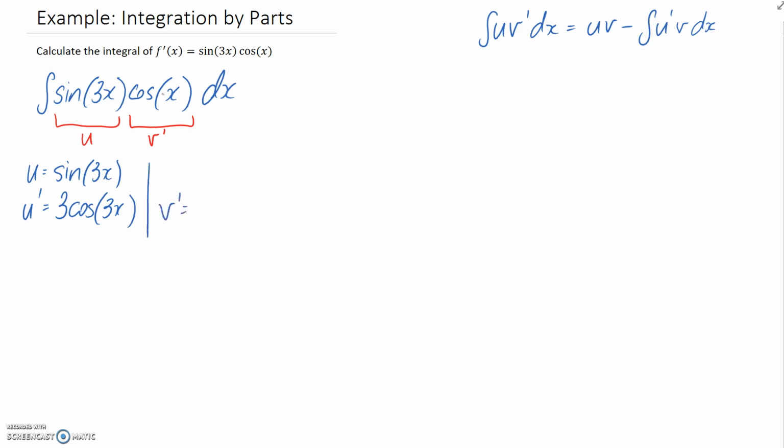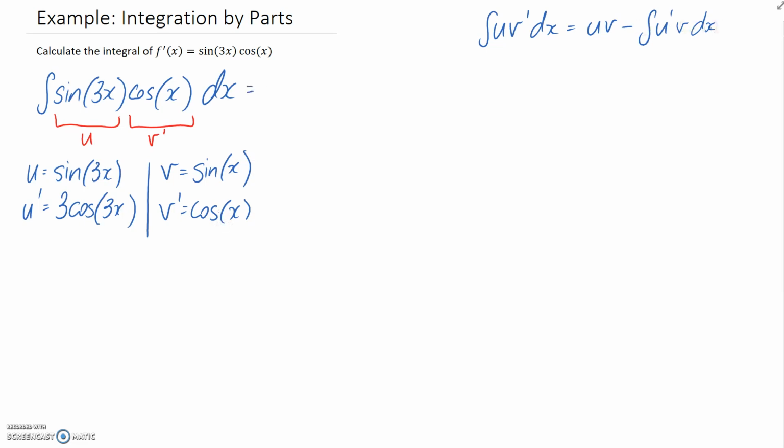We know that v dash over here is equal to cos of x, so what we want to figure out is v, so we need to integrate, and the integral is going to be sine. Remember, you can double check: sine, if you take the derivative, it goes to cos.